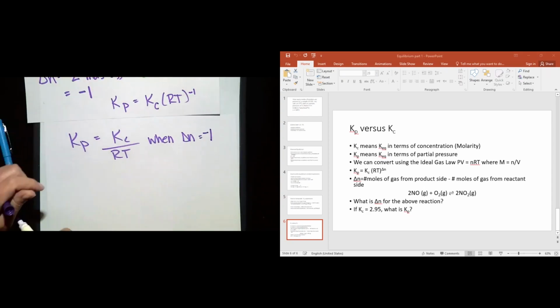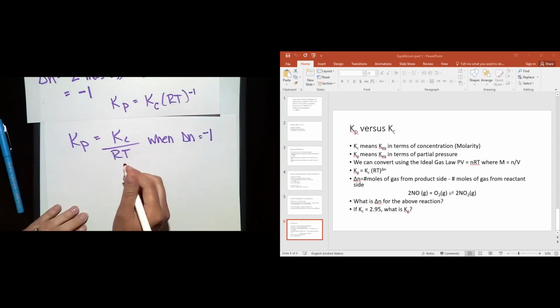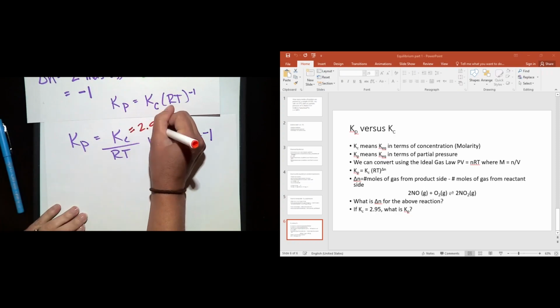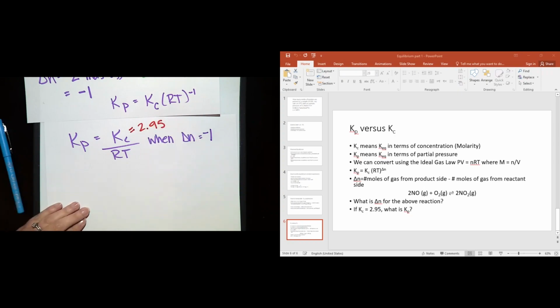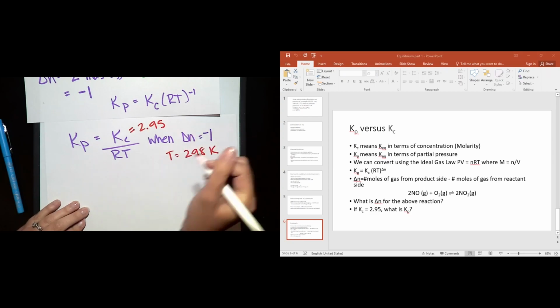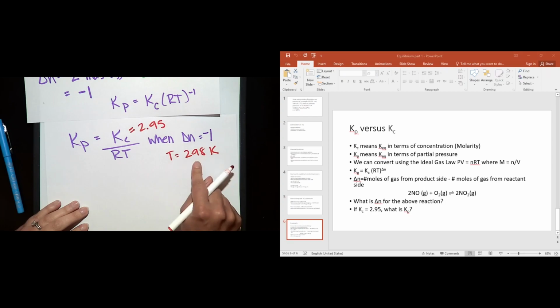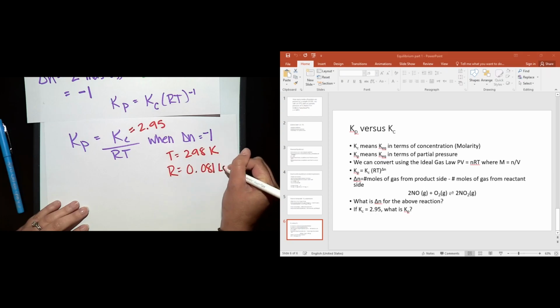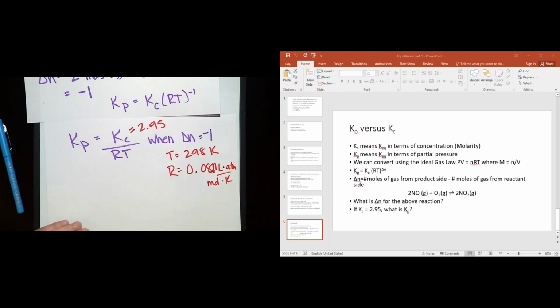Okay, so now we have a value in the problem. If Kc equals 2.95, what's Kp? I'm going to use temperature 298. That wasn't given in the problem, so I wouldn't be able to solve it. But typically, they're either at 0 degrees C or 25 degrees C. I'm going to use, just for us to finish out this example, I'm going to add in that piece of information. Okay, and then R is 0.0821 liter atmosphere per mole Kelvin. That's R, the gas constant.